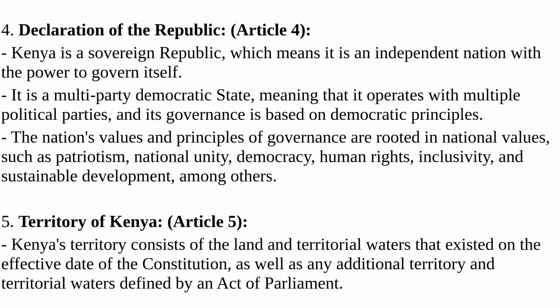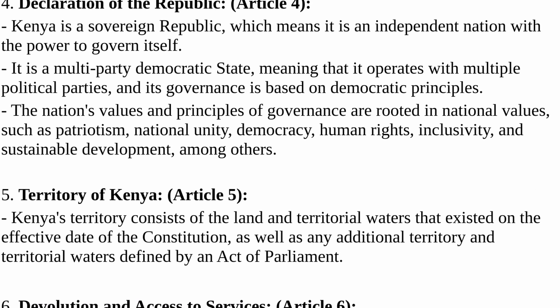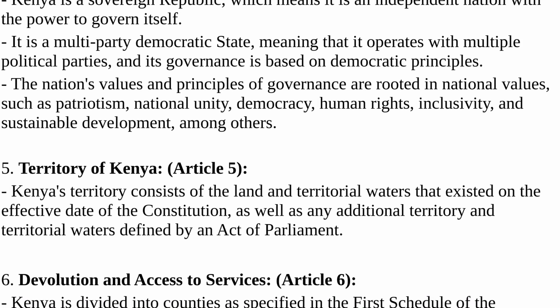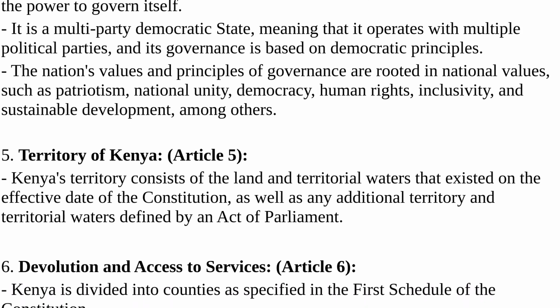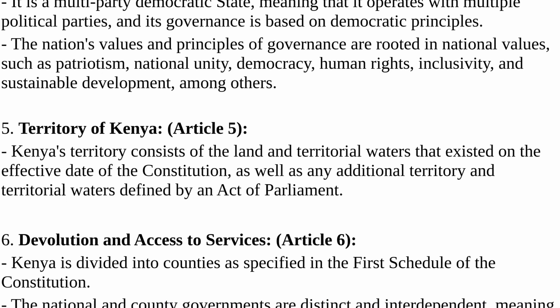5. Territory of Kenya. Article 5. Kenya's territory consists of the land and territorial waters that existed on the effective date of the Constitution, as well as any additional territory and territorial waters defined by an Act of Parliament.